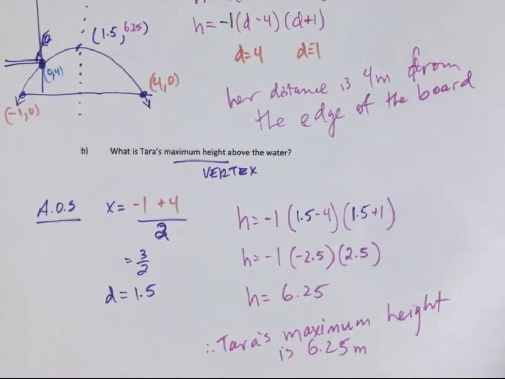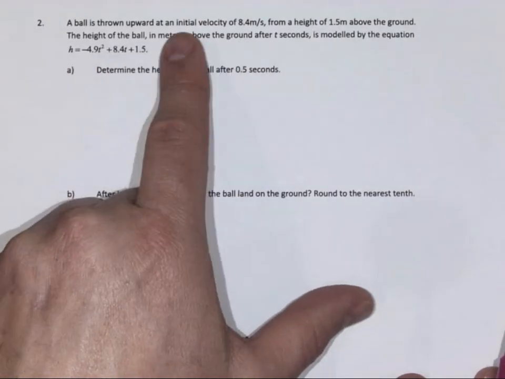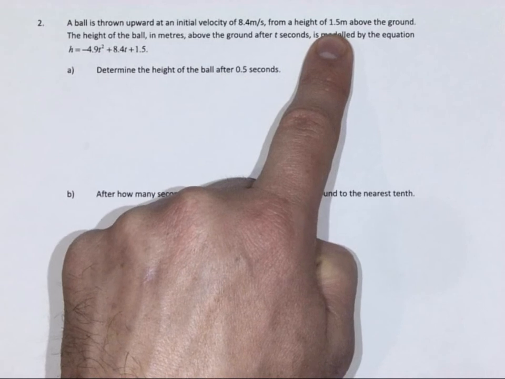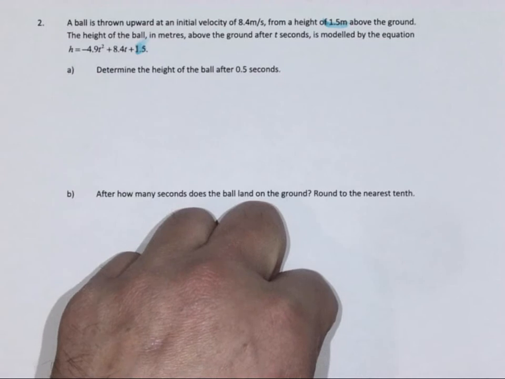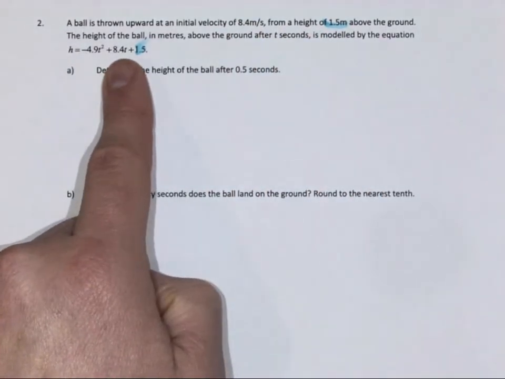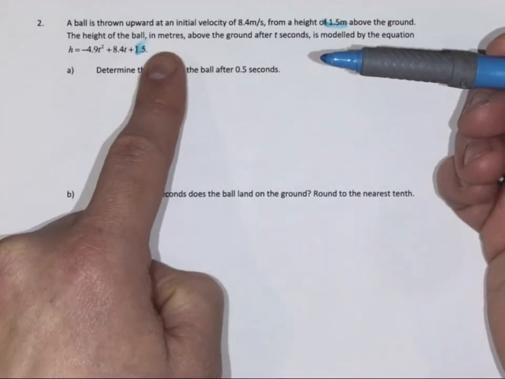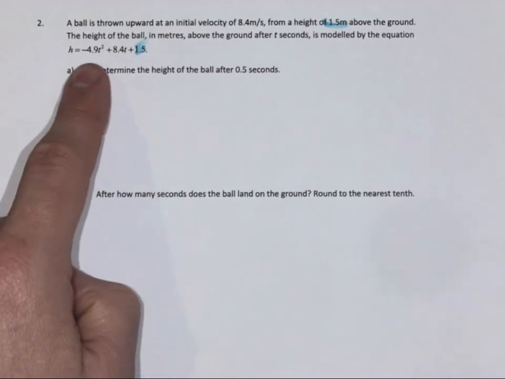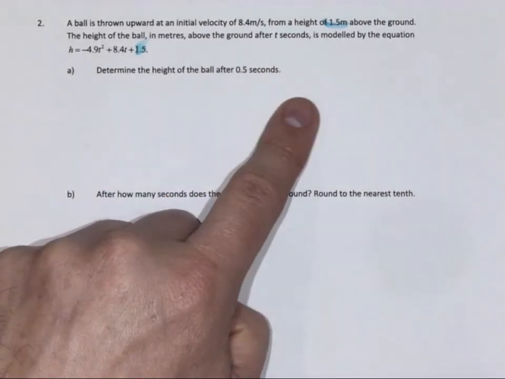All right, let's try a second example together. A ball is thrown upward with an initial velocity of 8.4 meters per second from a height of 1.5 meters off the ground. Okay. There's our y-intercept. The rest of this just relates to the equation, so I'm still looking at the equation. The height of the ball in meters above the ground after t seconds is modeled by the equation h equals negative 4.9t squared plus 8.4t plus 1.5. Determine the height of the ball after 0.5 seconds.